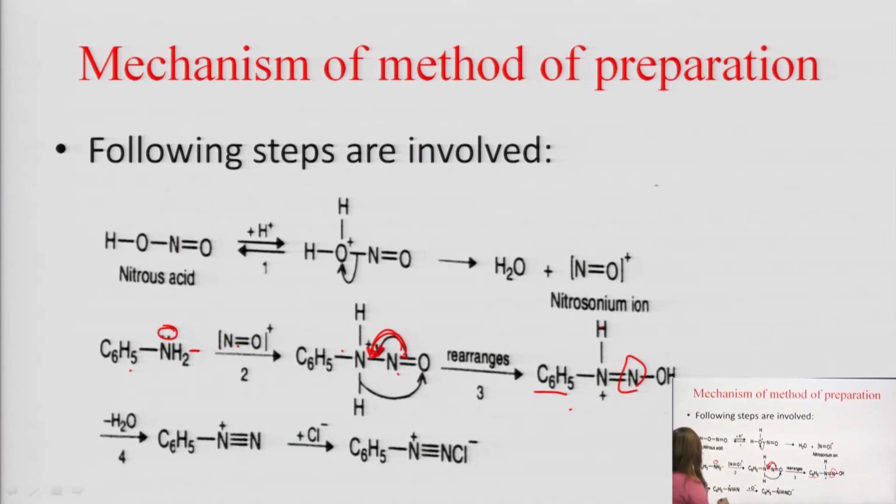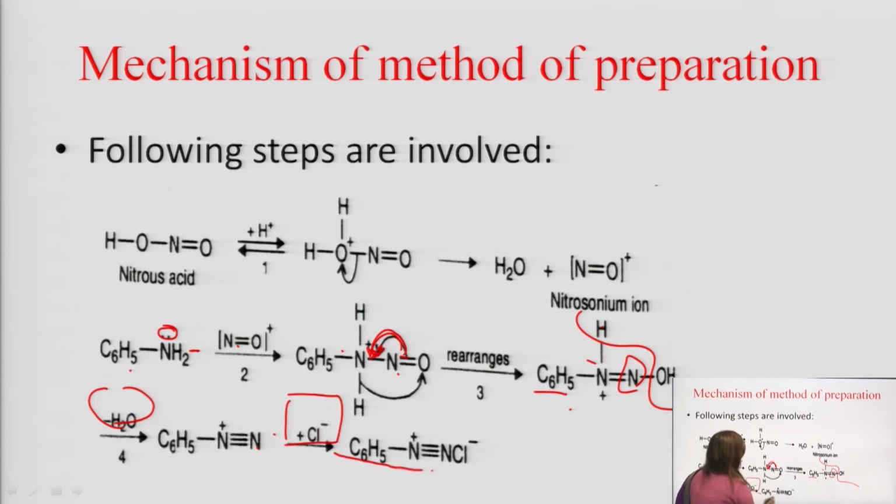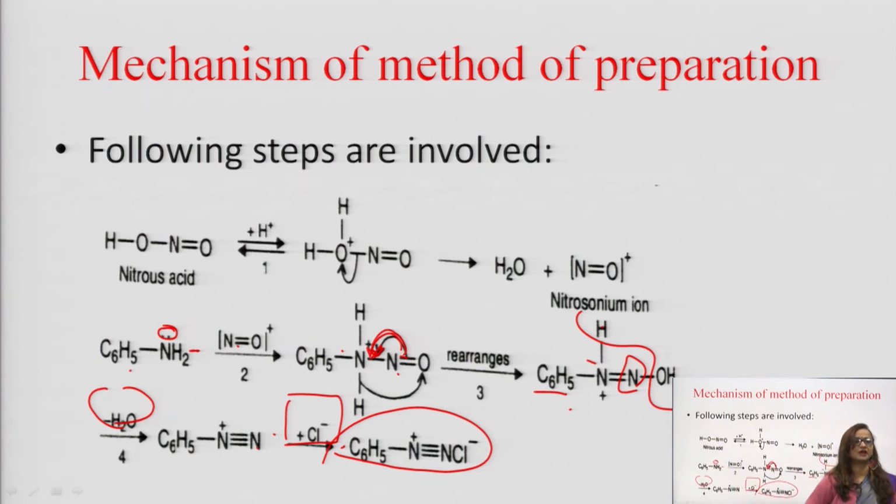In the next step, removal of water is occurring. How? In the form of this. Now, what is remaining? C6H5N with a positive charge, because water has been removed, and after the attack of this anion, it becomes arene diazonium chloride, or you can say benzene diazonium chloride. So, you have seen that in nitrous acid, the active moiety responsible for the formation of the diazonium salt is this nitronium ion, which attacks aniline and forms the diazonium salt. So, this is the mechanism for the method of preparation of diazonium salt.